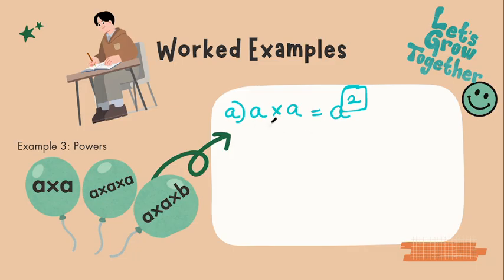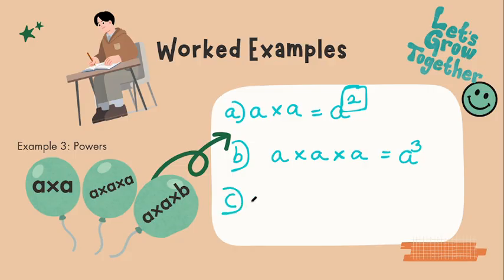Imagine if the A is repeated 4 times, then what will be the power here? It should be 4. Well done. B. A times A times A. That means A multiplied by A multiplied by A. So here the letter A is repeated 3 times using multiplication. Therefore, what will be the power? Excellent. It's going to be A to the power of 3.